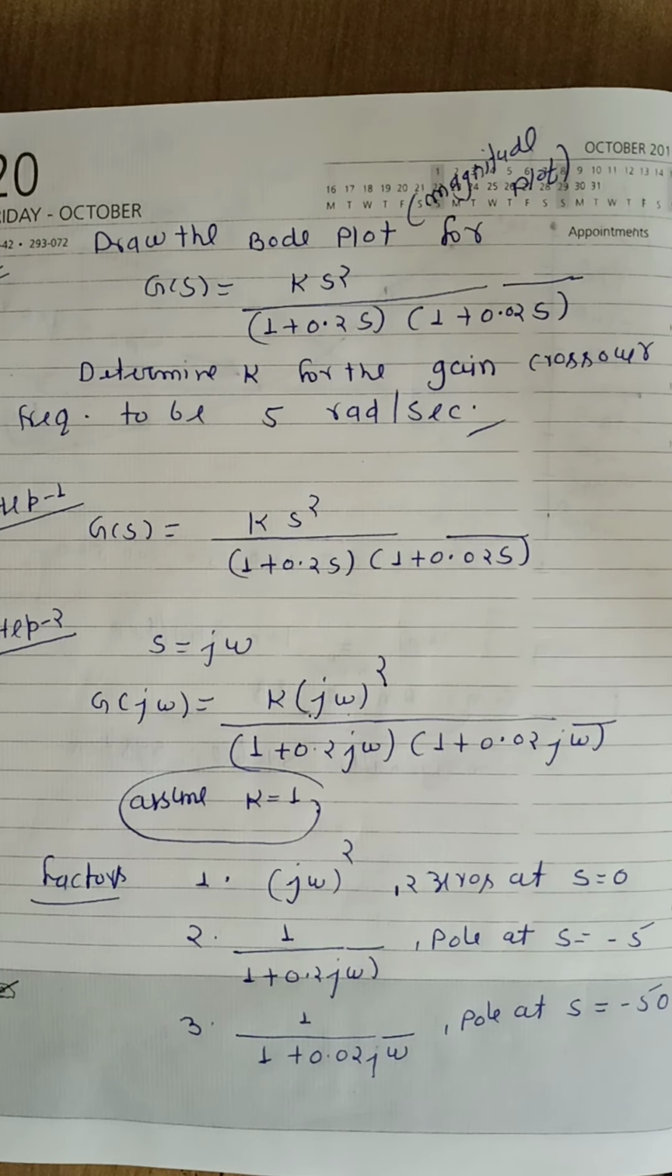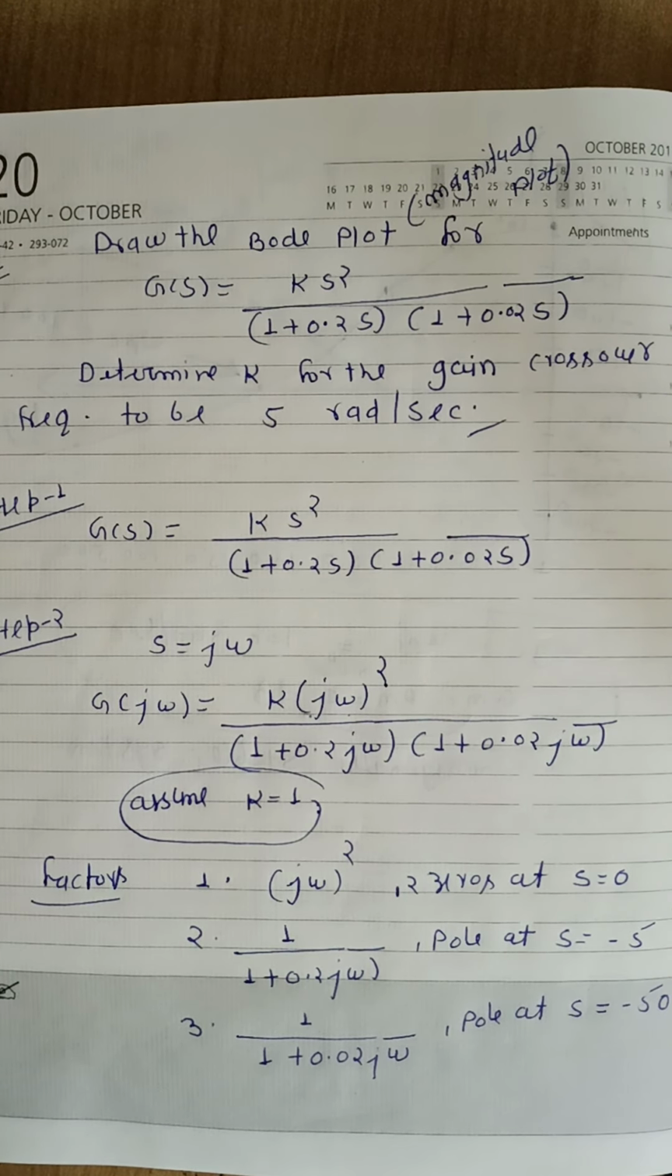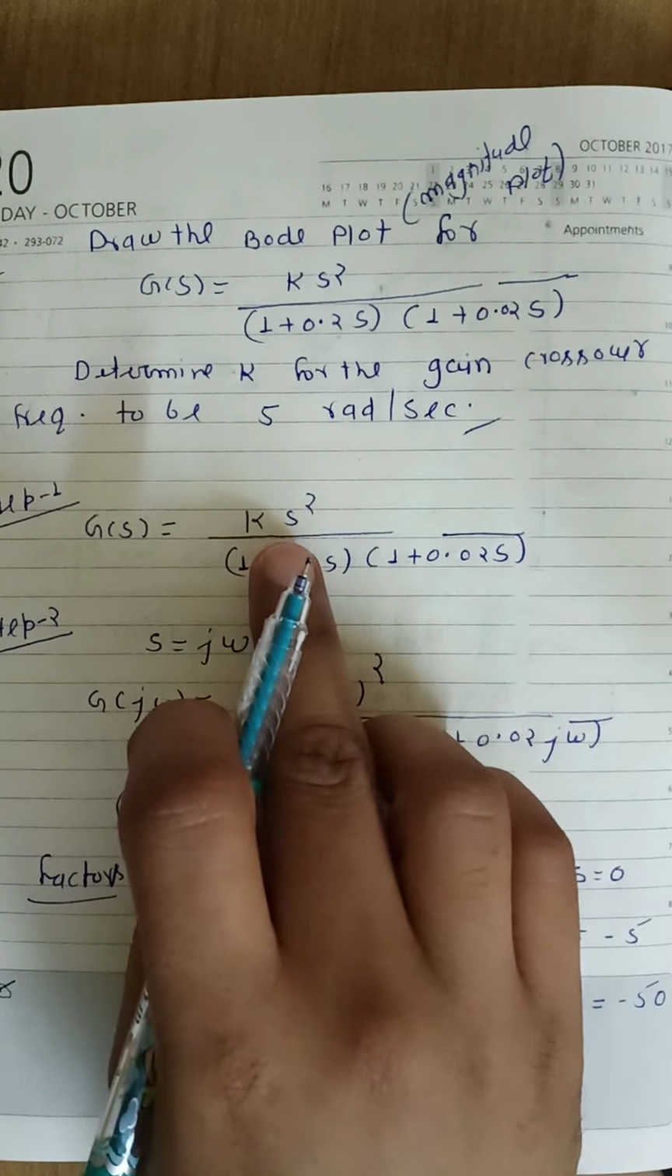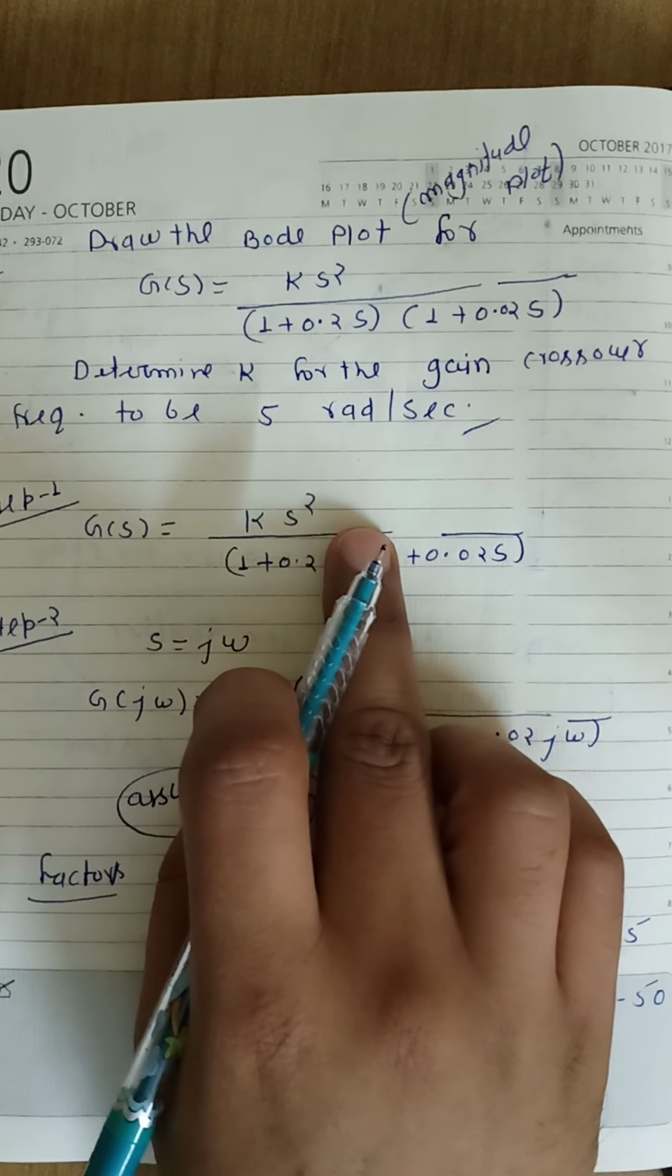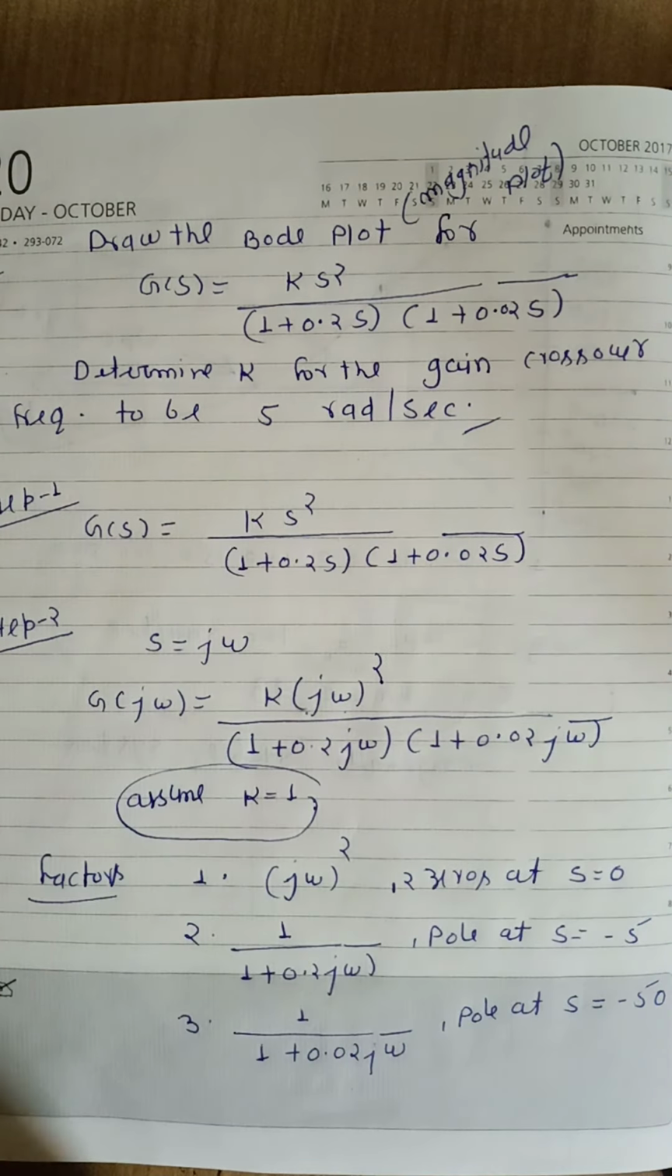If you remember, in the last video I told you the standard transfer function: K (1 plus s T1)(1 plus s T2) divided by s to the power n (1 plus s Ta)(1 plus s Tb) and so on. But here we don't have s to the power n in the denominator polynomial. We have s to the power 2 in the numerator polynomial. So it is also possible.